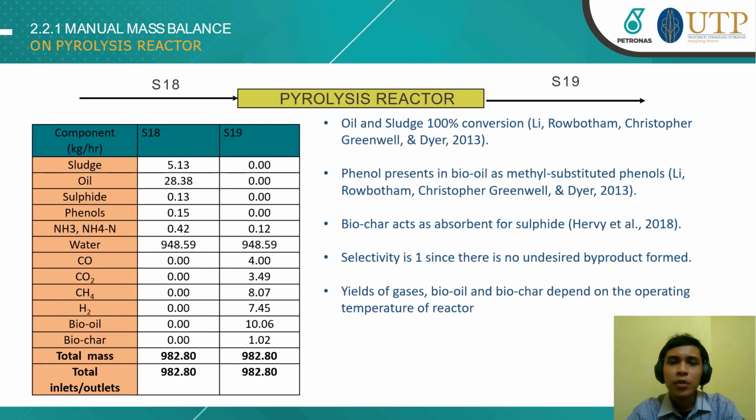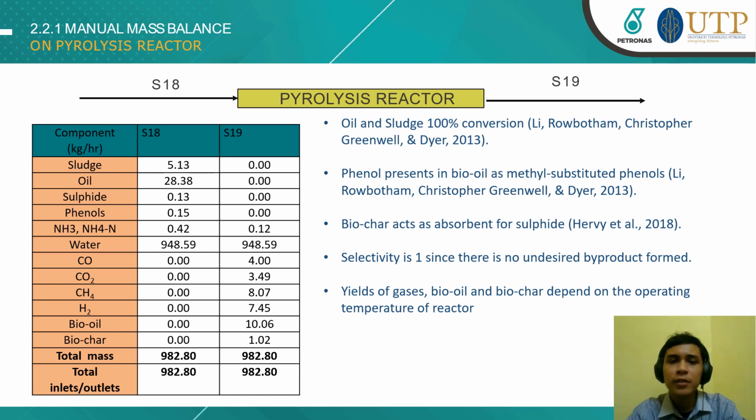For pyrolysis process, the conversion of sludge and oil to syngas, biochar and biooil is 100%, leaving no trace of them in the outlet of the reactor. Since phenol presents in biooil as methyl substitute phenols, the amount of phenol in the outlet becomes zero. Biochar acts as a sulfide absorbent, explaining the reason why sulfide is absent in stream 19. The selectivity of pyrolysis reactor is considered 1 since there is no undesired byproduct formed during the reaction.